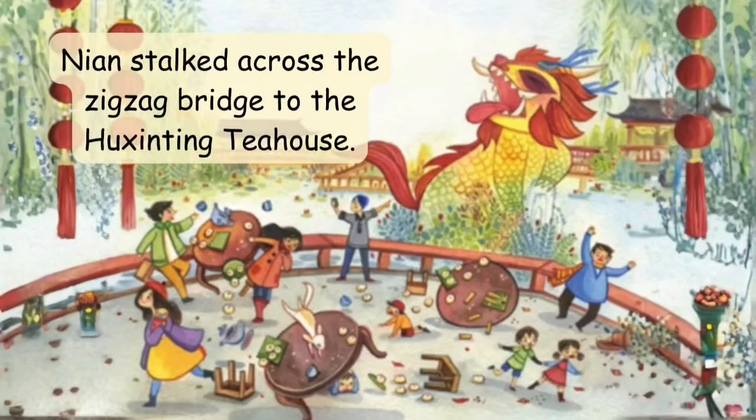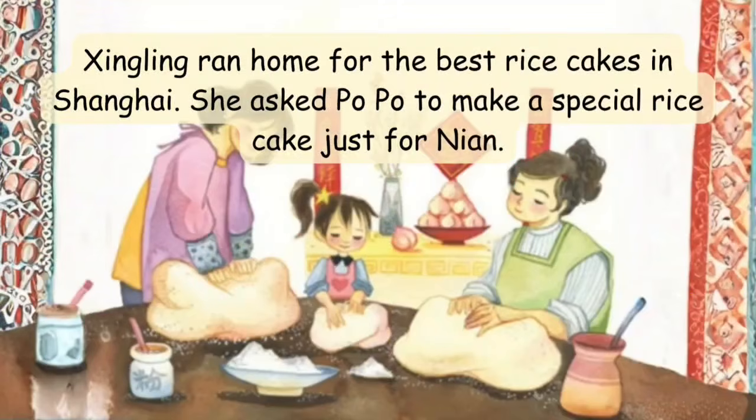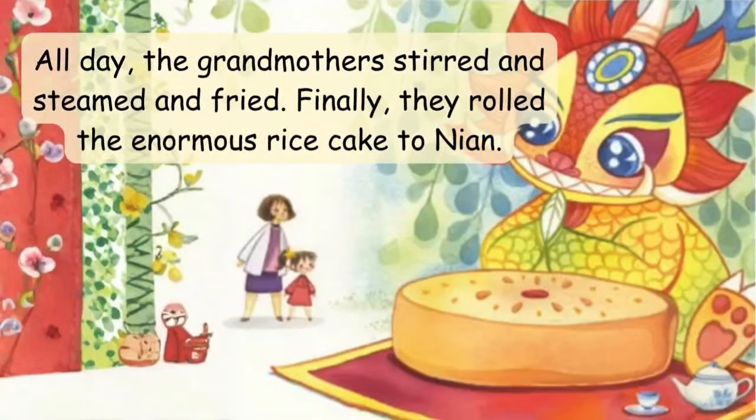Nian stalked across the zigzag bridge to the Ting tea house. Xingling ran home for the best rice cakes in Shanghai. She asked Popo to make a special rice cake just for Nian. All day, the grandmothers stirred and steamed and fried. Finally, they rolled the enormous rice cake to Nian.